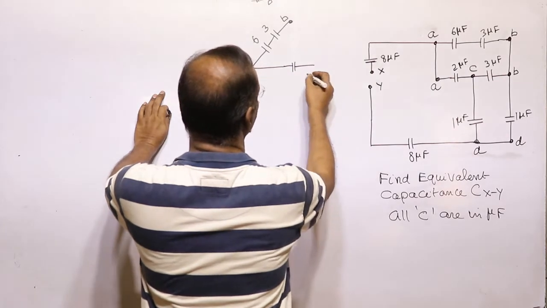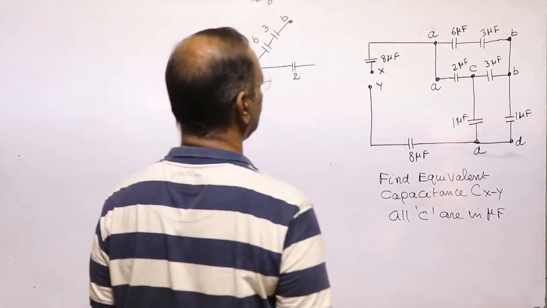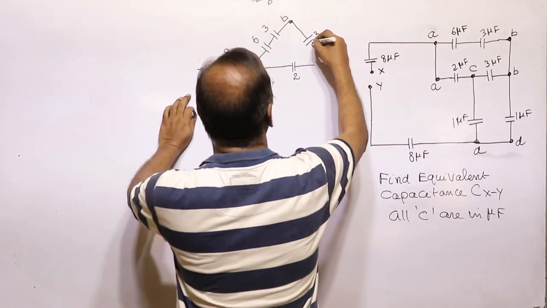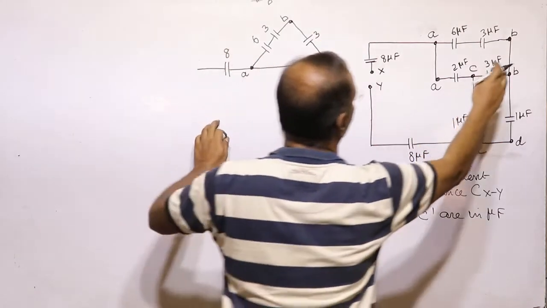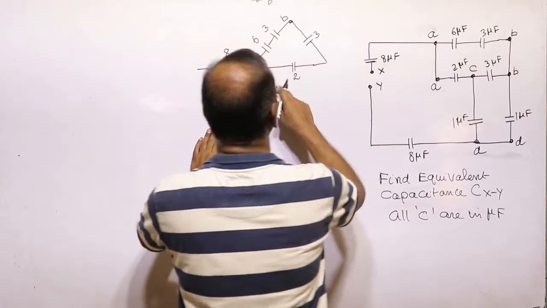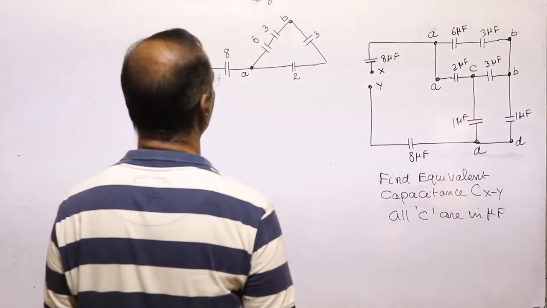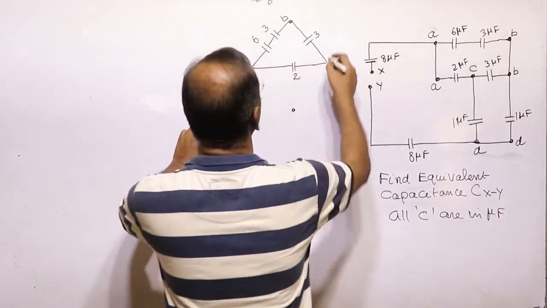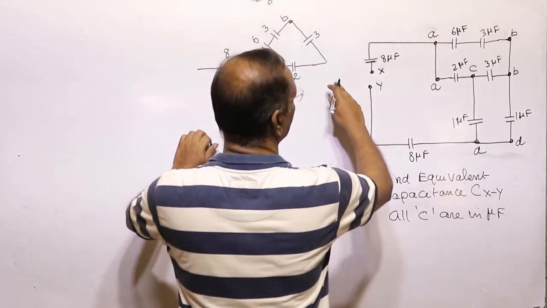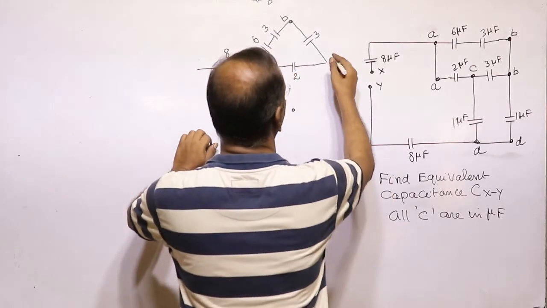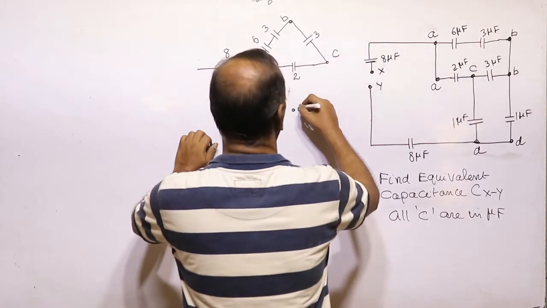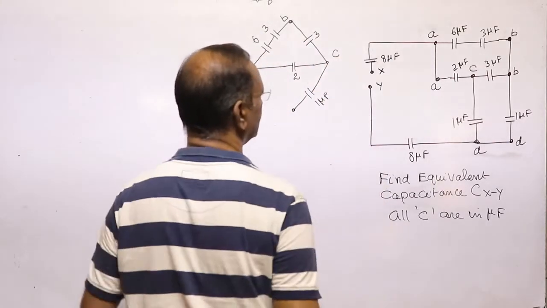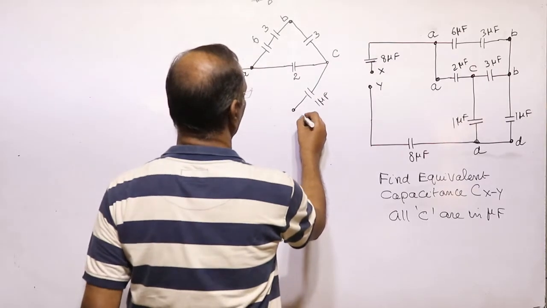Okay, now from A to C there is a capacitor. A to C is 2 microfarad. Then B to C there is a 3 microfarad. Then followed by D, we will keep it here. So B to D, 1 microfarad, and C to D, 1 microfarad. Then again B to D, 1 more.